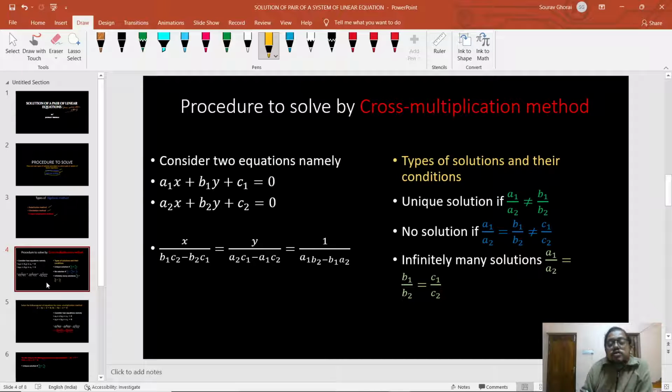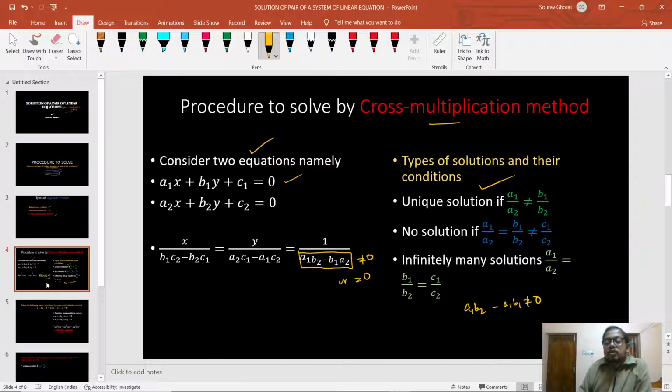So here I am going to describe the procedure to solve a pair of linear equations by the cross multiplication method. First of all, we consider the two equations a1x plus b1y plus c1 is equal to 0 and a2x plus b2y plus c2 is equal to 0. We also consider a1b2 minus a2b1 not equal to 0. For finding the solution we have to check whether this is equal to 0 or not. If not equal to 0, the system of equations has a unique solution.